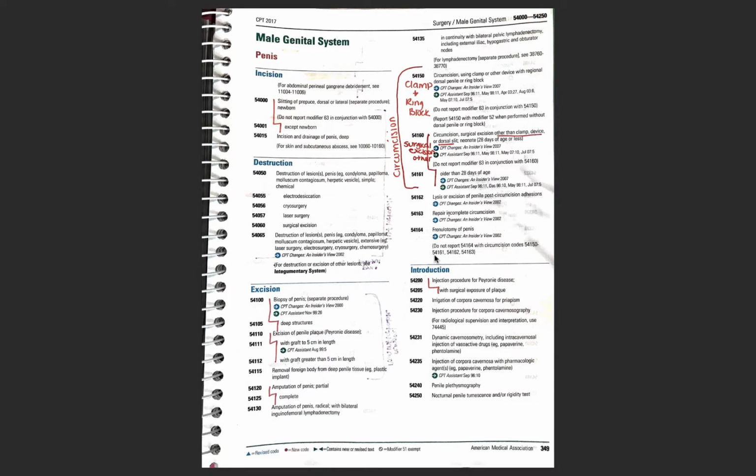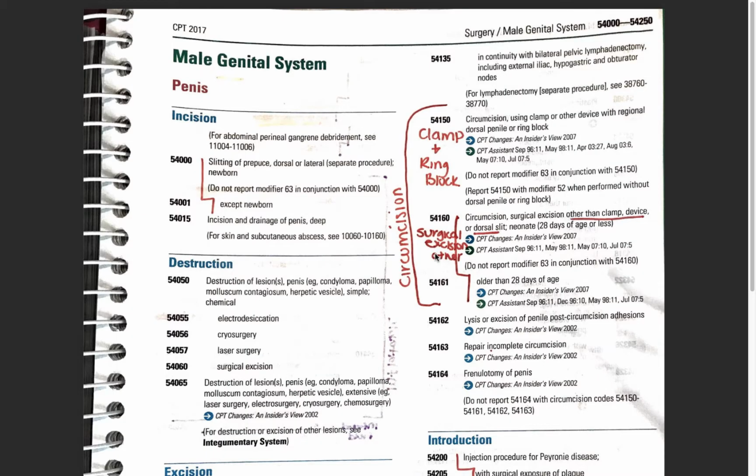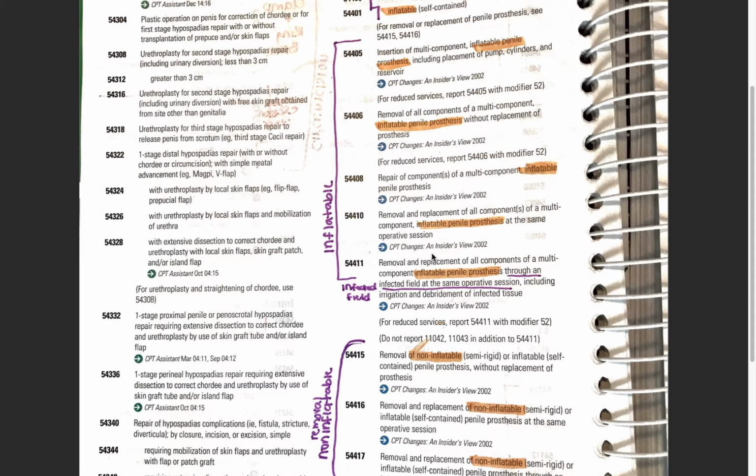Now let's look at my book. A very common procedure performed in the excision section of the penis is a circumcision. 54150 is a circumcision using a clamp or other device with regional or ring block. So the key terms here are clamp and ring block. 54160 is circumcision, surgical excision other than clamp device or dorsal slit for a neonate, 28 days of age or less. 54161 is older than 28 days.